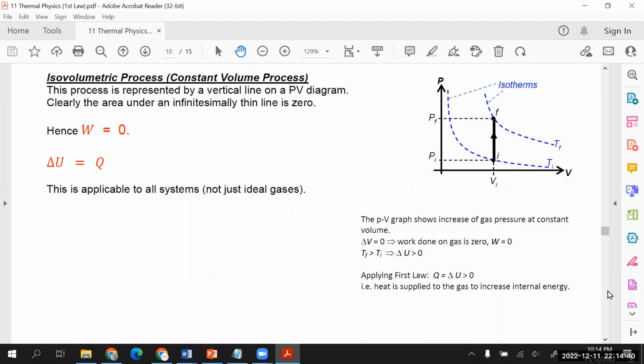means constant volume. So it's given by this straight vertical line from I to F. So for an isovolumetric process, the volume does not change. Therefore, the work done is 0. In this case, delta U will be equal to Q. Q is the heat supplied to the system.